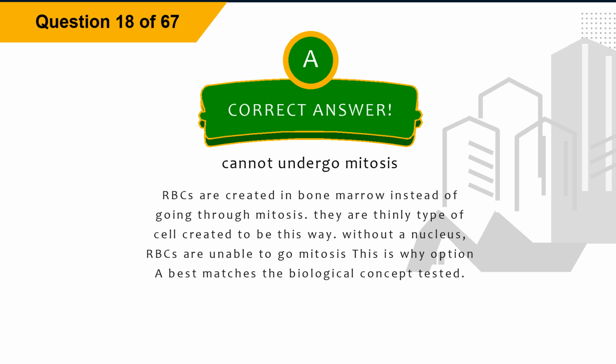Explanation: RBCs are created in bone marrow instead of going through mitosis. They are a type of cell created to be this way. Without a nucleus, RBCs are unable to undergo mitosis.